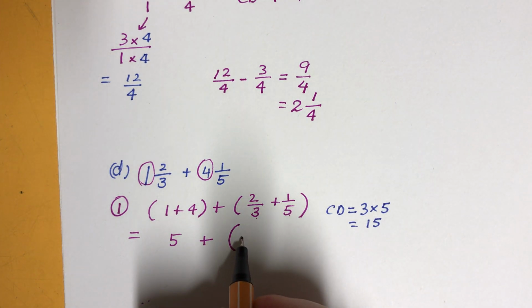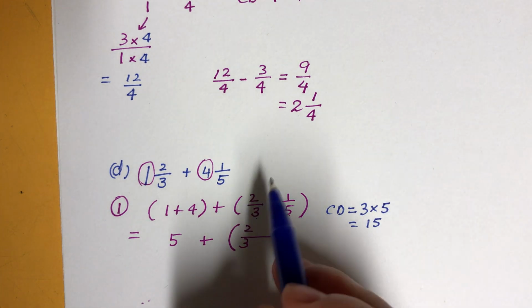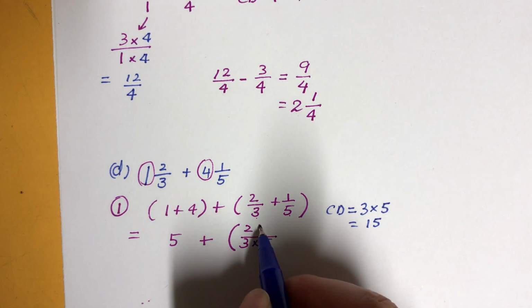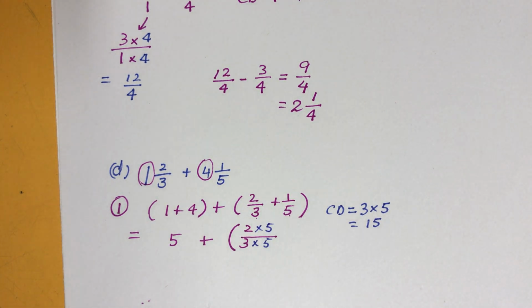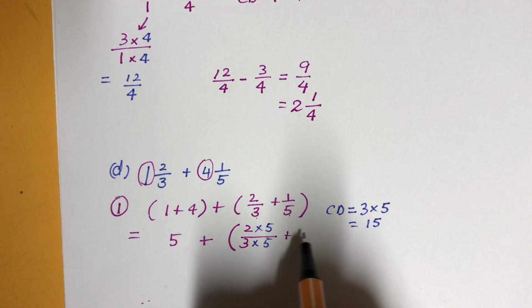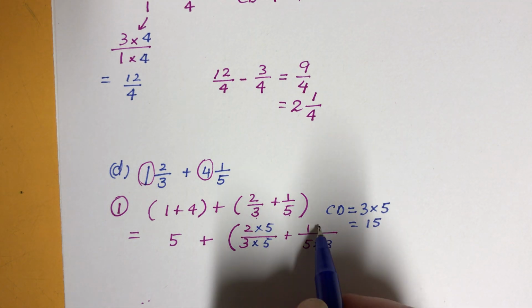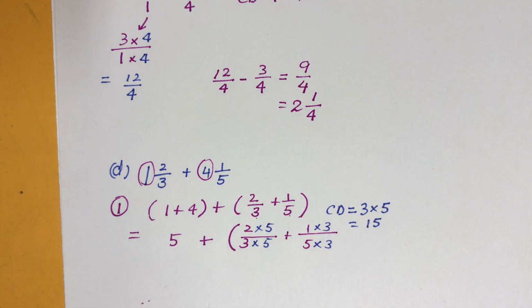So I'm going to change them. 2 over 3, and times 5 will give me 15. And I'm going to do the same thing on the top. And I'll do the same with 1 over 5, and I'm going to times by 3 to make it 15. I'm going to do the same thing on the top.